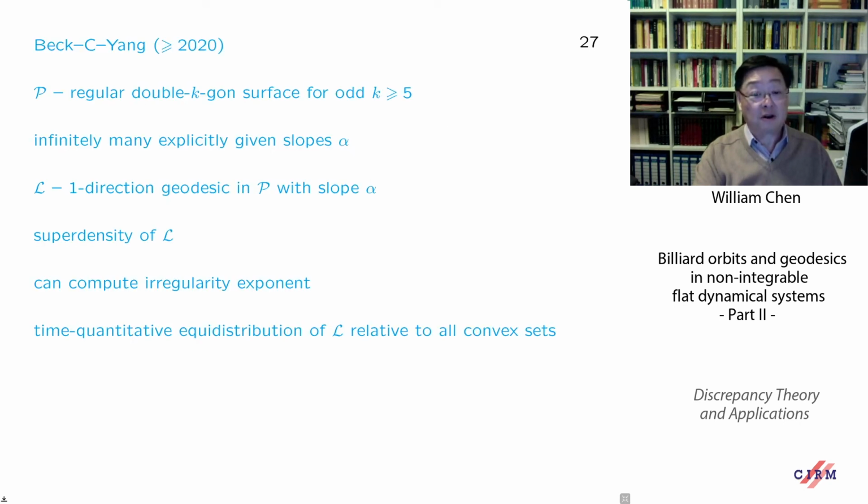So we have a corresponding result concerning superdensity. We can compute the irregularity exponent, and we can describe time quantitative equal distribution. And therefore, we can also describe billiard in the right triangle with angle pi over 5 or angle pi over k for any odd k greater than or equal to 5. We have similar sorts of results.